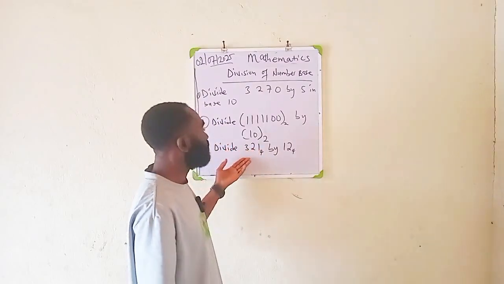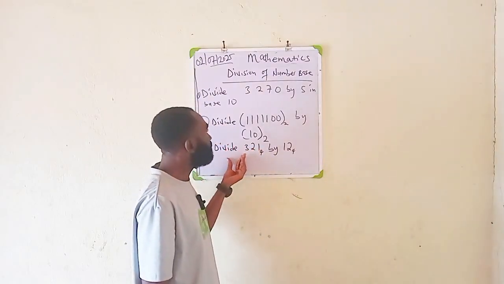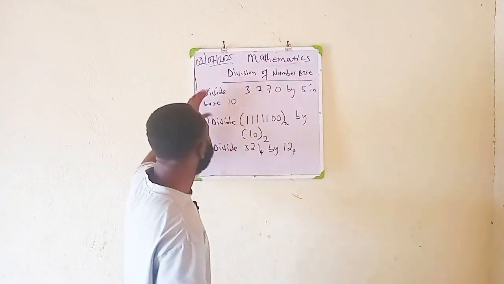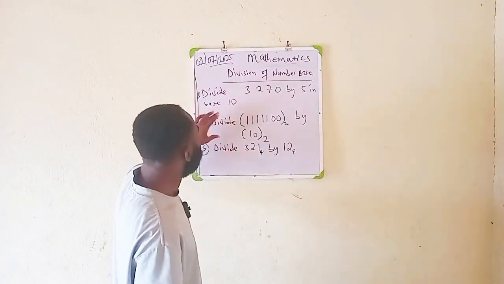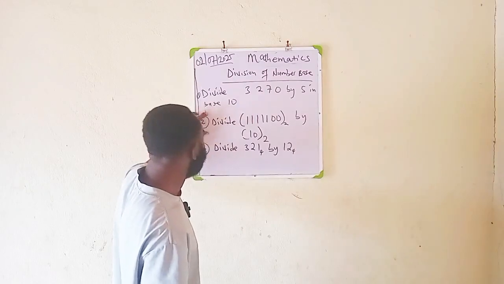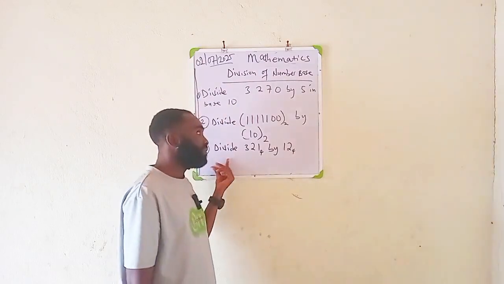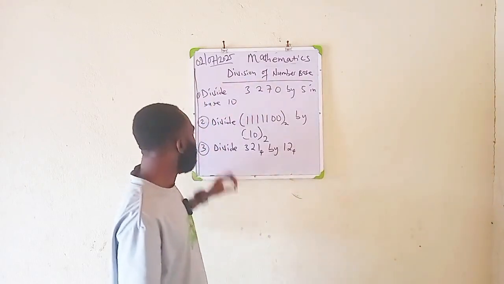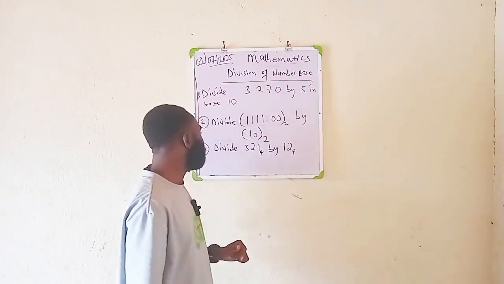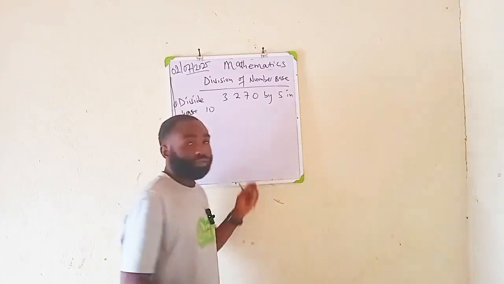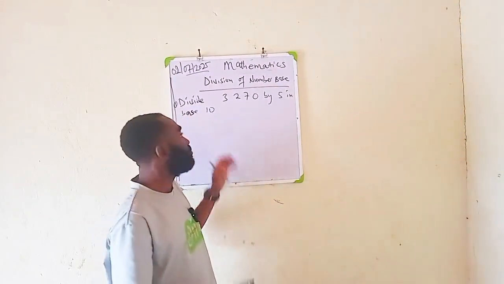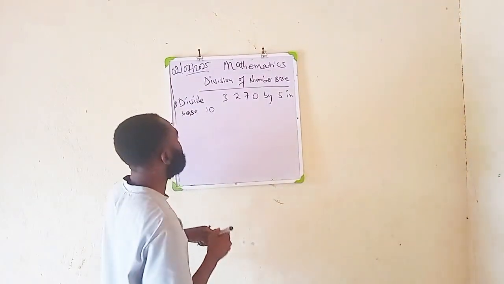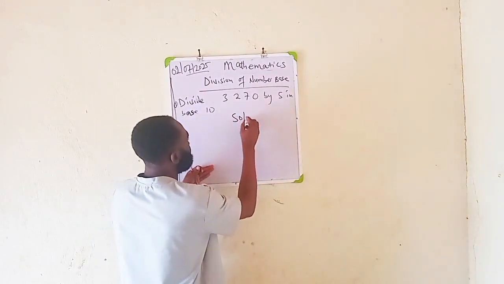We have 3 questions here to handle. The first question is in base 10, while the second question is in base 2, while the third question is in base 4. But we'll first start with the base 10, we'll come to base 2, then base 4.